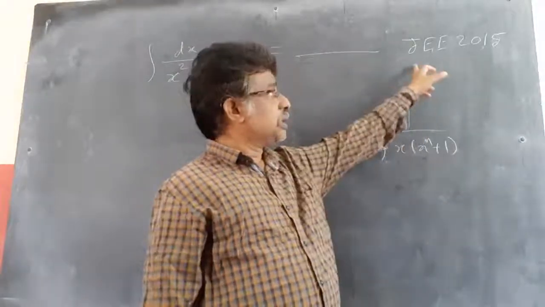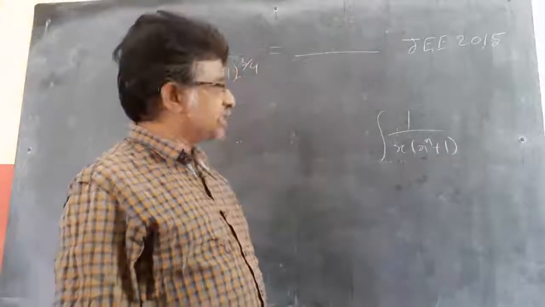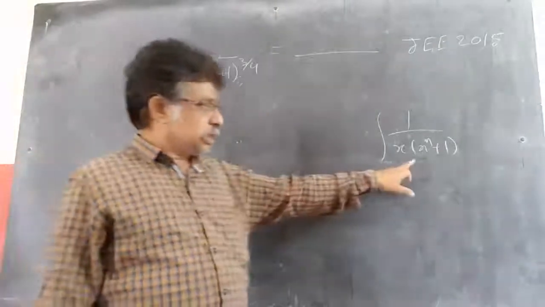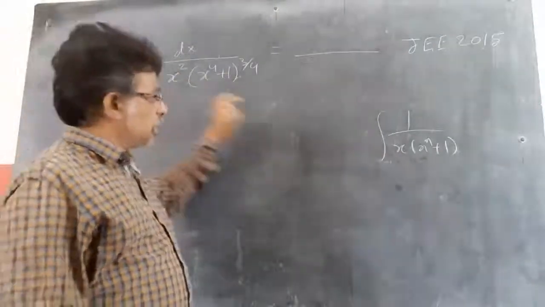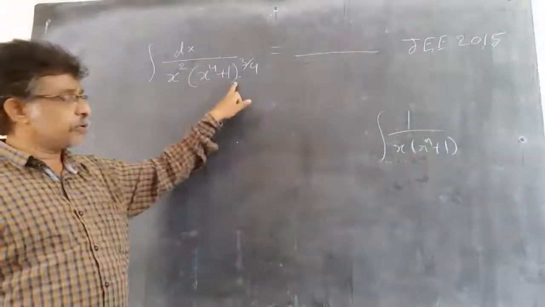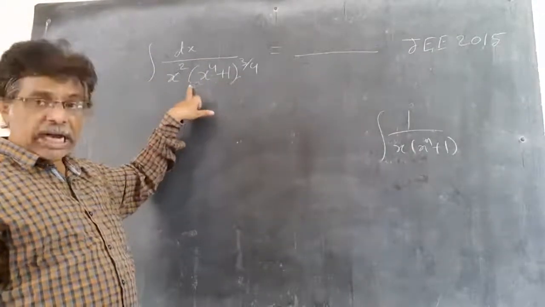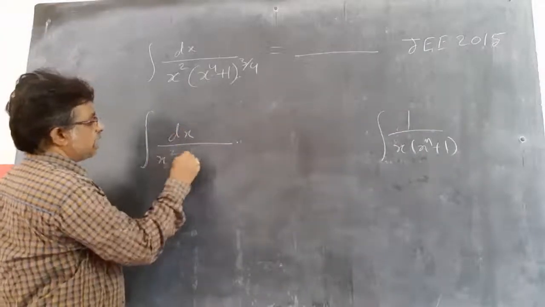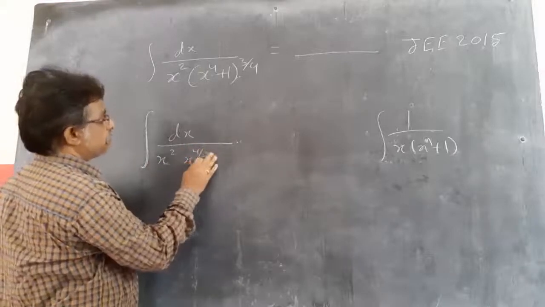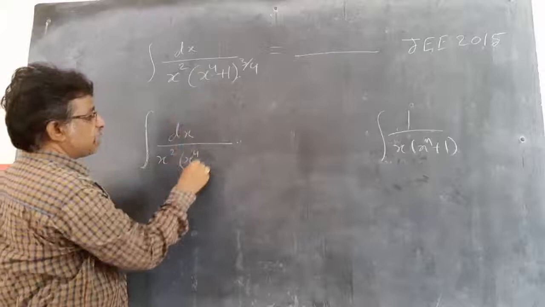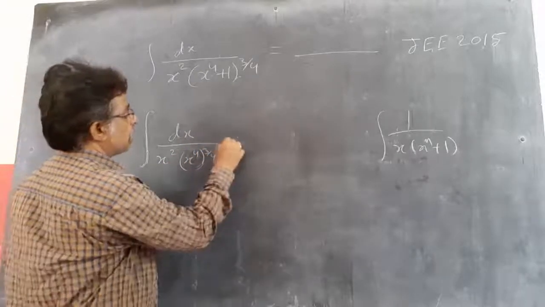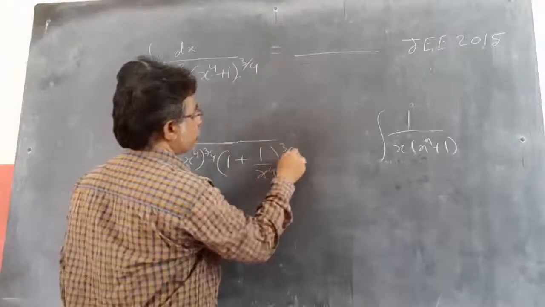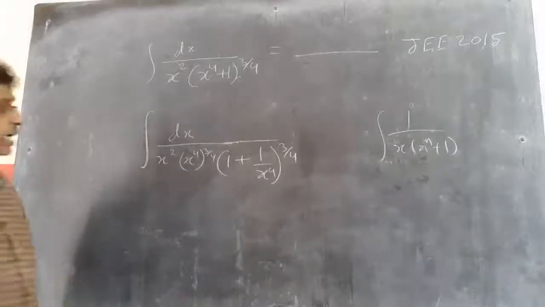Very recently they gave JEE 2015, and in 2014 also they gave the same concept. So see this, how we are going to use it here. It's not x but x square, but x power n plus 1, like x power 4 plus 1. Now if you take x power 4 common from these two, what happens? Integral of dx by x square into x power 4 by 3. If I take x power 4 common, x power 4 whole power 3 by 4, and left out here is (1 plus 1 by x power 4) whole power 3 by 4.